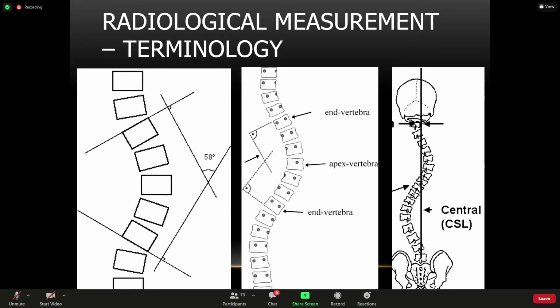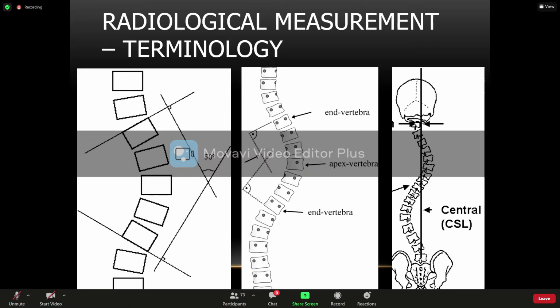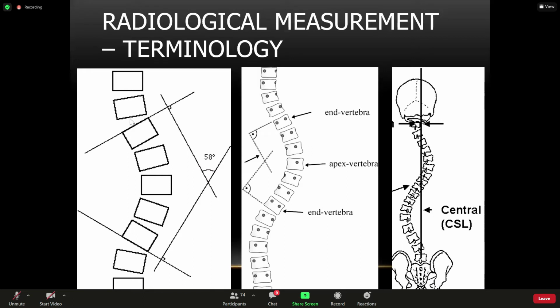Number one is the Cobb's angle. The Cobb's angle is a measurement of the magnitude of the curve in the AP X-ray. So you draw a line along the upper end of the upper end vertebra, the first vertebra in the curve, and the lower end of the lower end vertebra, the last vertebra in the curve. And the angle subtended by these two lines is called the Cobb's angle.